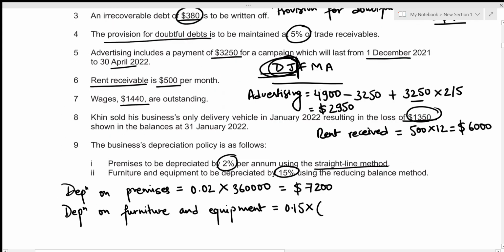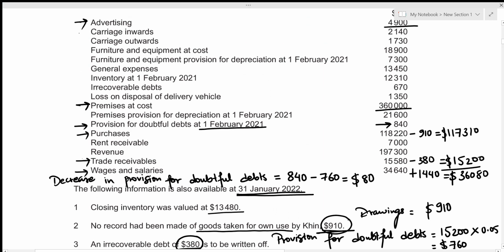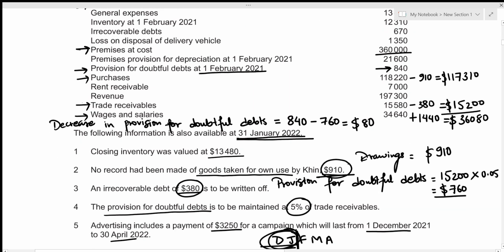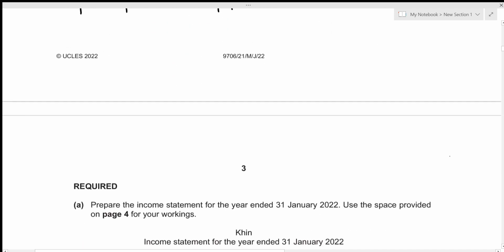Let's have a look above. So, okay. We can see our furniture and equipment at cost has the value of 18,900, and the furniture and equipment provision for depreciation, or the accumulated depreciation, amounts to 7,300. So let's substitute these two values in order to figure out the net book value. So that's cost of 18,900 minus accumulated depreciation of 7,300. And this gives the depreciation on furniture and equipment for this accounting period to be 0.15 times 18,900 minus 7,300, which results in the value of 1,740. Okay, I think this concludes all of our additional information.